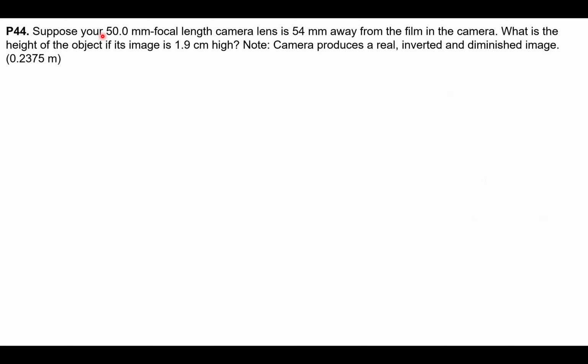Suppose your 50 millimeter focal length camera lens is 54 millimeters away from the film in the camera. What is the height of the object if the image is 1.9 centimeters high?